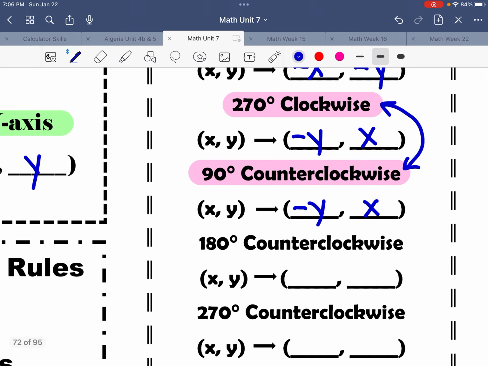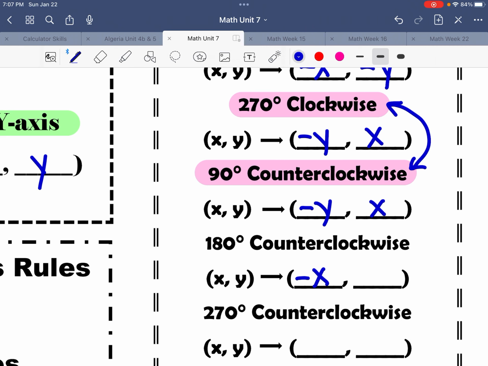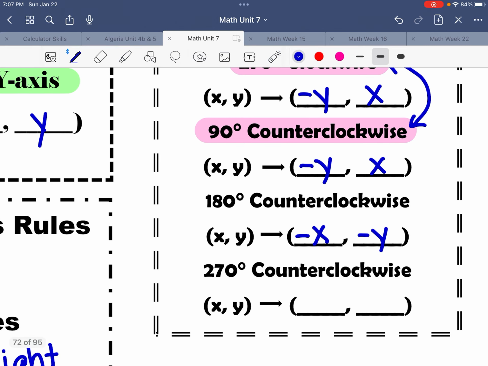And then for a 180-degree counterclockwise, again, it doesn't matter if you turn 180 degrees to the left or 180 degrees to the right, you're still going to wind up at the same place: (negative x, negative y), or opposite of x, opposite of y.